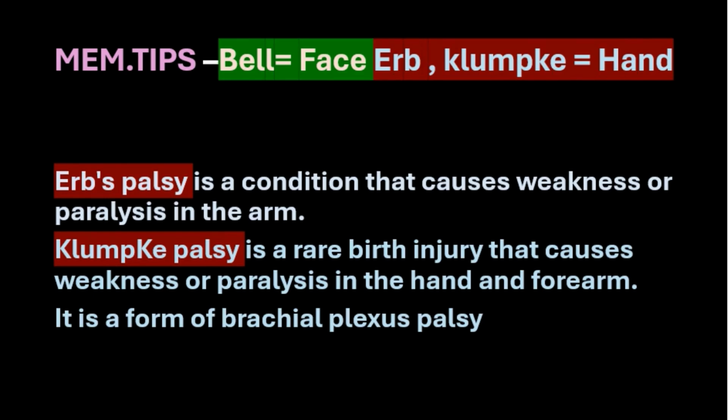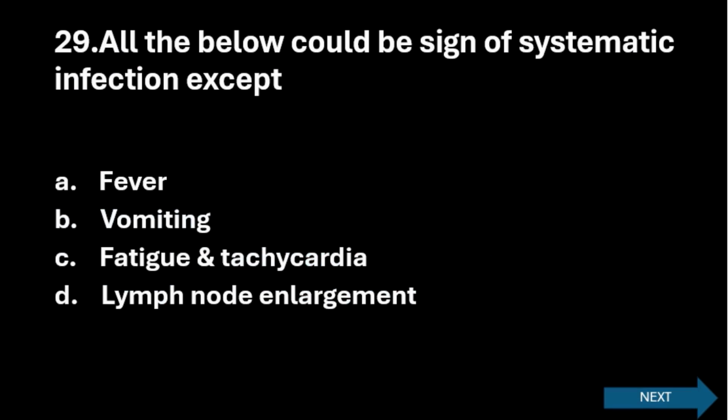Next question. All the below could be signs of systemic infection except option A, fever, option B, vomiting, option C, fatigue and tachycardia, option D, lymph node enlargement. Here the more appropriate answer will be option B, vomiting.